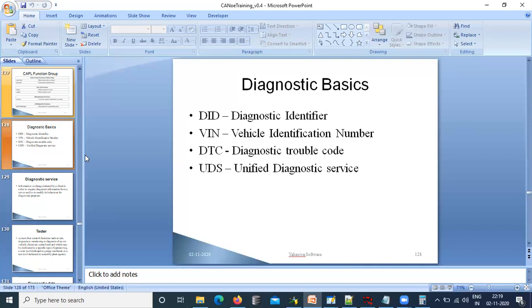Normally, there are three sessions: programming session, extended session, and normal session. The cluster will always be in normal session. We flash the software, reset the unit, and connect it to the vehicle. We are in a normal session, that means default session. In this, we have only certain permission to read something from the diagnostic layer.